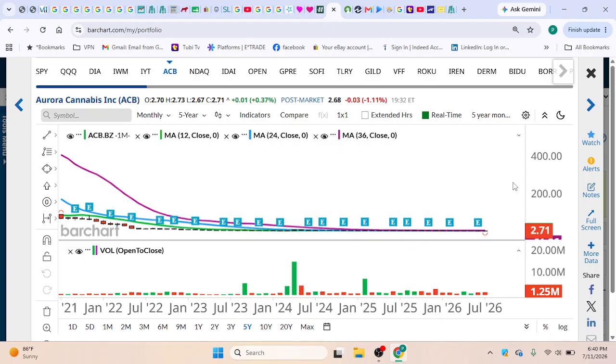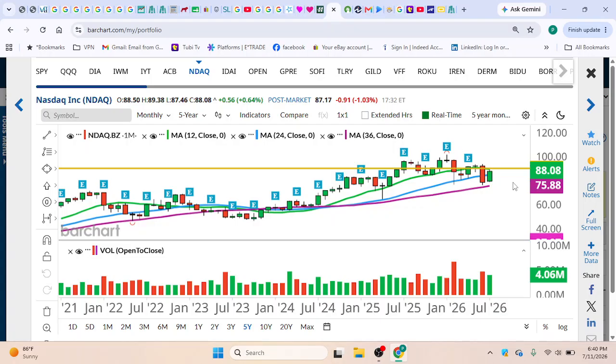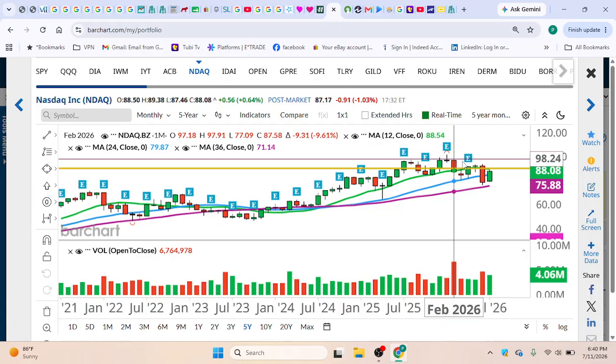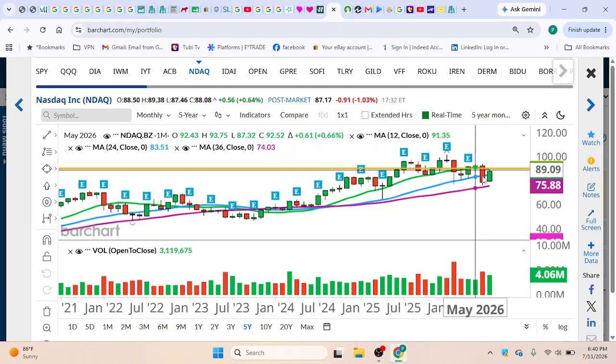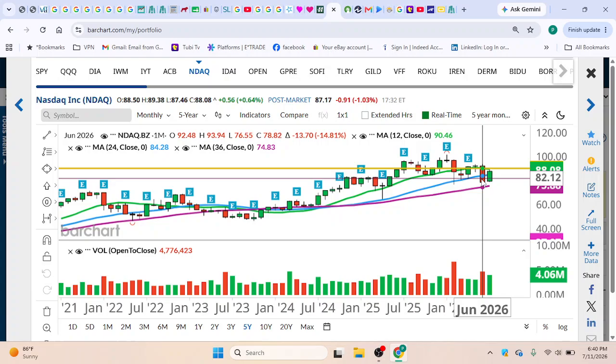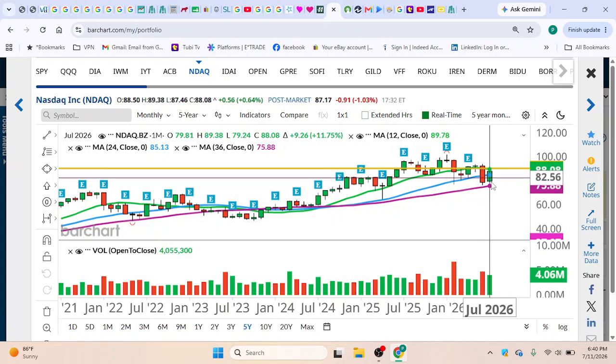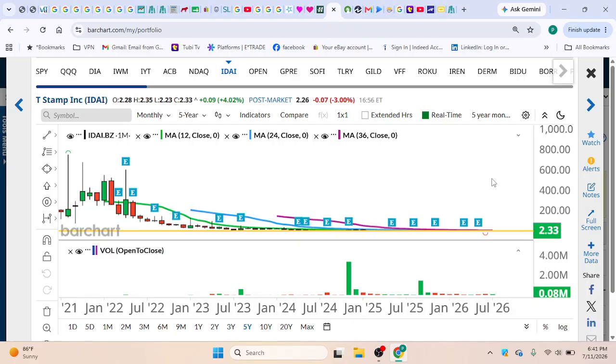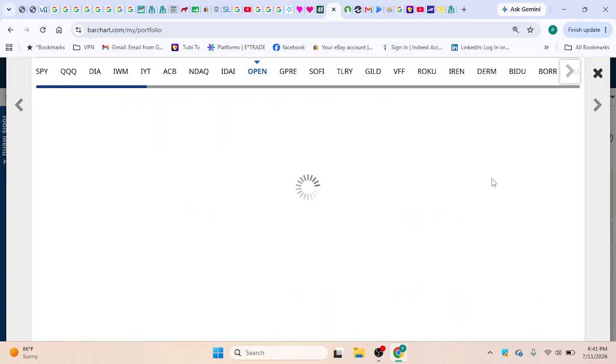ACB doesn't look good. NASDAQ company. In this period of time where the market's been moving up, the NASDAQ stock has been moving down. It's reversing here in July in a strong way, but still a stock that has been in a downtrend. So that's not a great idea.